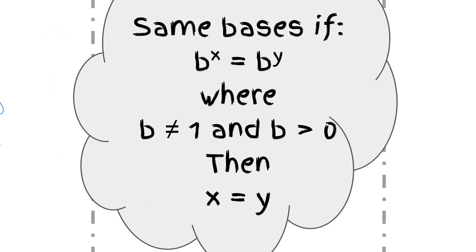So here's the thing where you got the same bases, right? If you have the same bases where b cannot equal 1, why do you think b can't equal 1? One to the power of anything is still 1. So if I have, say, 1 to the 2, wouldn't that equal 1 to the 5? So if I drop the bases, are those exponents necessarily going to equal each other? So that's why it can't be that. B also has to be greater than 0. Okay? So then if our b's are not equal to 1 and greater than 0, then we can drop our bases.